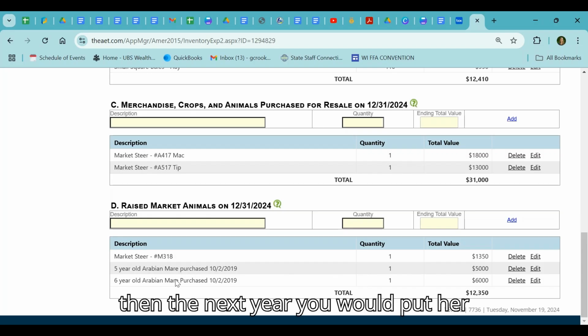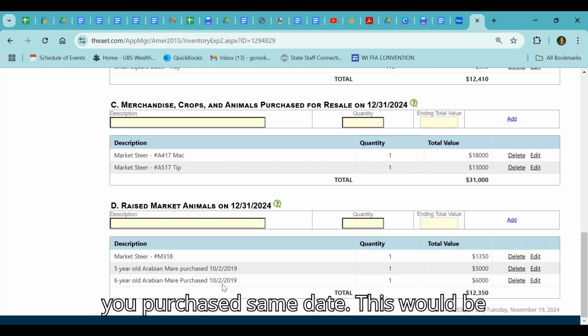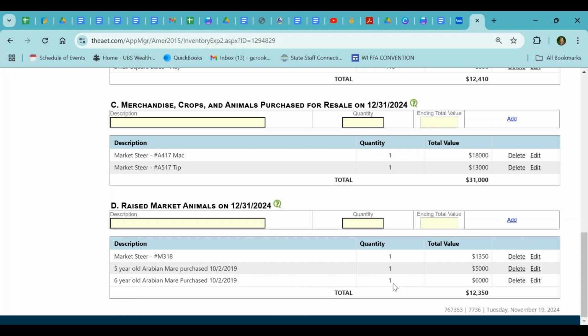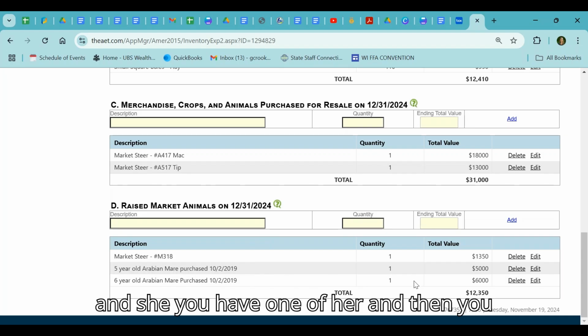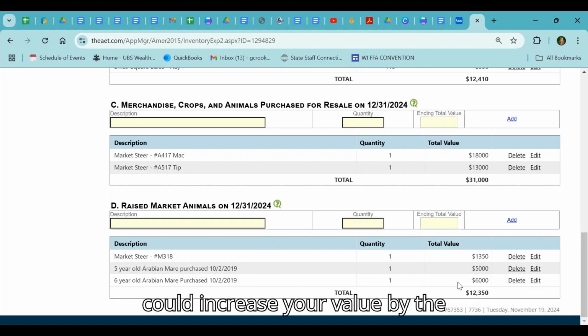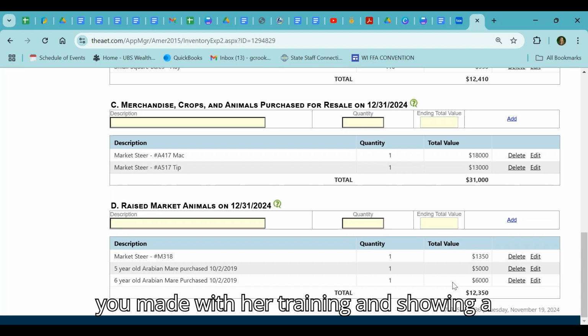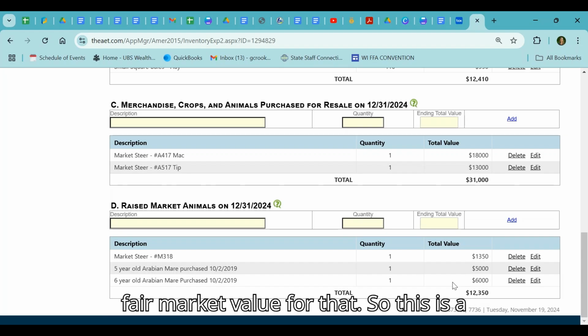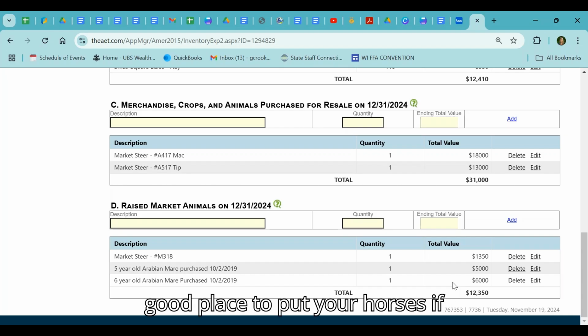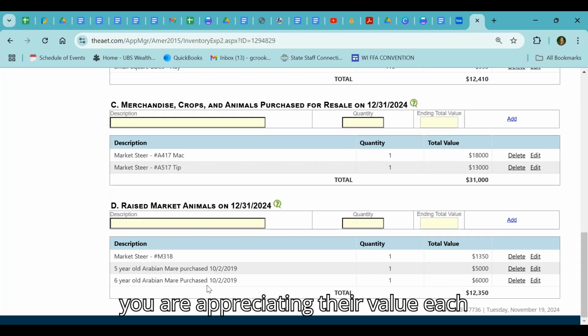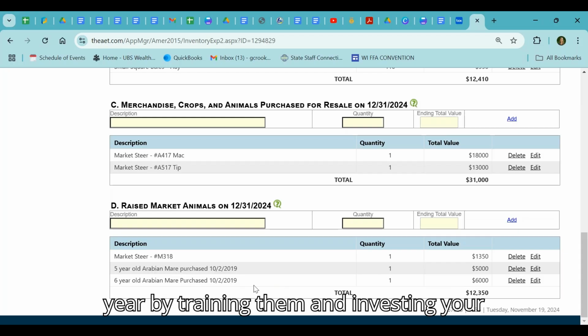So then the next year, you would put her in as a 6-year-old Arabian mare that you purchased on the same date. This would be the following year in 2025. And you have one of her, and then you could increase your value by the amount of expenses that you've spent on her, and also including the improvements you made with her training and showing a fair market value for that. So this is a good place to put your horses if you are appreciating their value each year by training them and investing your money in them.